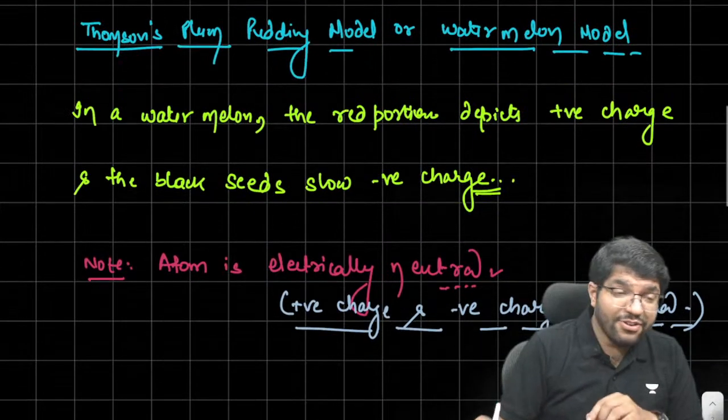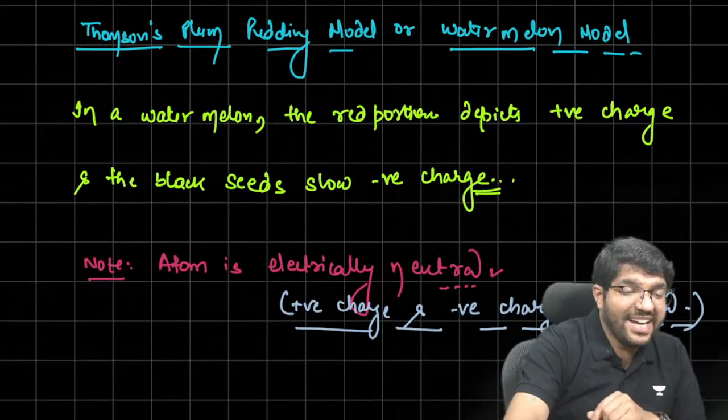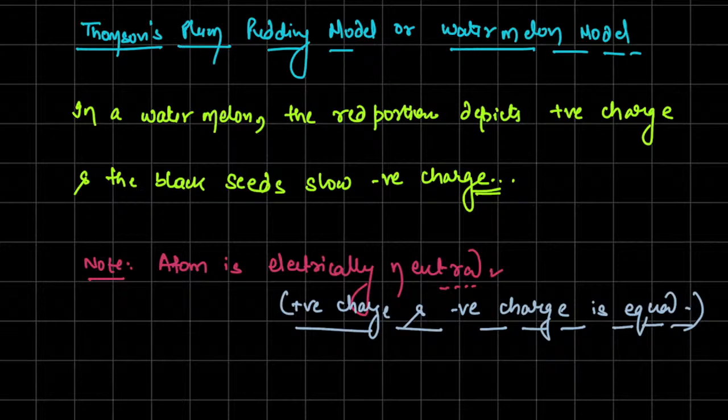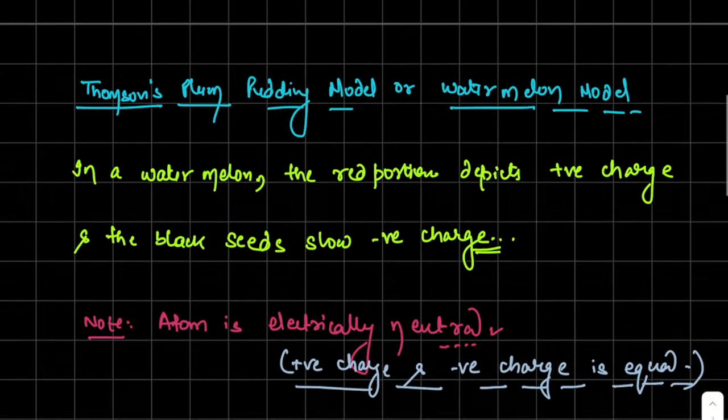Just pen this down first very quickly, and then we take the next topic, which is called Rutherford's model. Quickly, you can copy that in a minute, and then we can start the next model, which is called Rutherford's model.